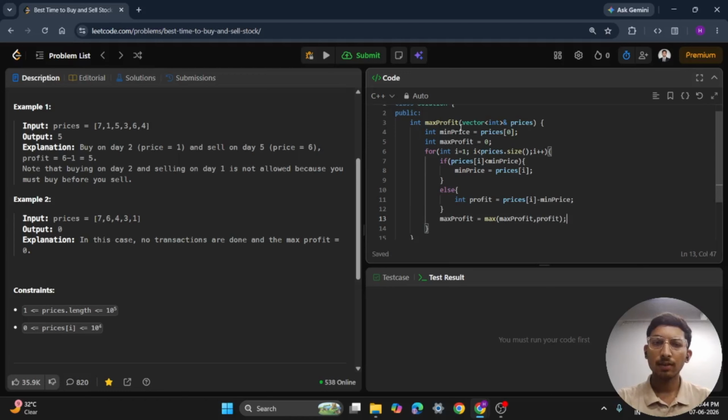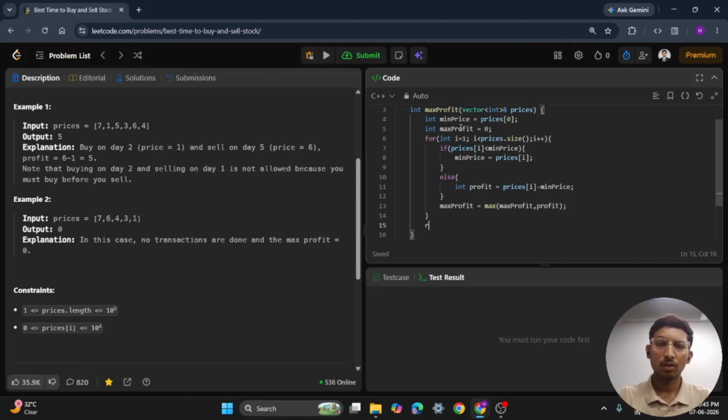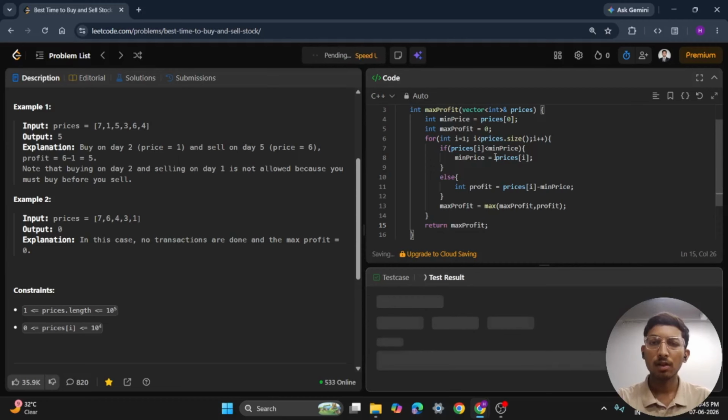After the loop finishes, the maxProfit will contain the best possible answer. So we will simply return it after the loop. Yes, return the maxProfit. Now let's just test the answer. Is it correct or not?